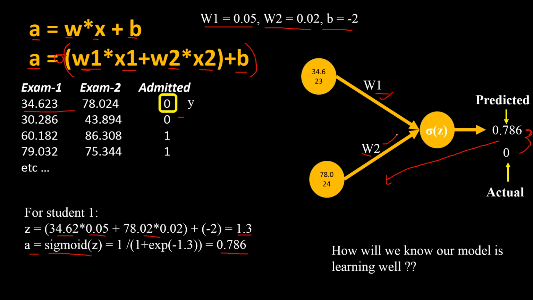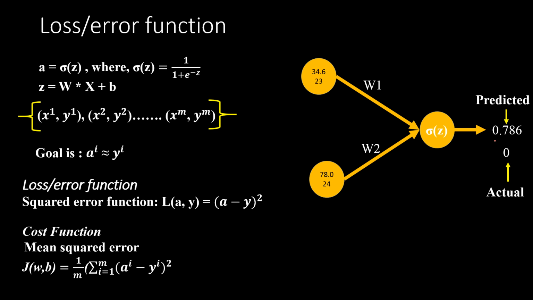This is what takes place in any learning algorithm. In order to know how wrong the model is, there should be a function which computes how much wrong the model is doing. That function is called the loss or error function, and this loss or error function can be computed as such.